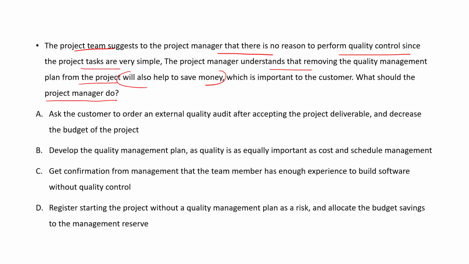You guys have learned, in 5 days of training, the gold standard of project management, that whatever happens, you have to use it. How can you do the project without the proper quality management plan? This will never be the correct answer. You can never escape, right?